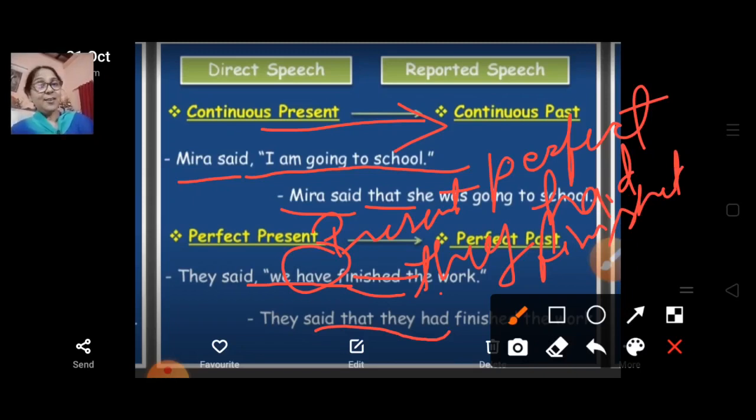So what we have learned is that simple present tense will change into simple past tense, present continuous tense will change into past continuous tense, and present perfect tense will change into past perfect tense in reported speech. So we have discussed these three rules, and we have seen a lot of examples also. I hope it is clear to you and you have understood how to change present to past in reported speech.